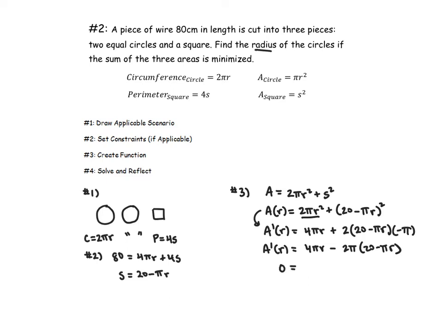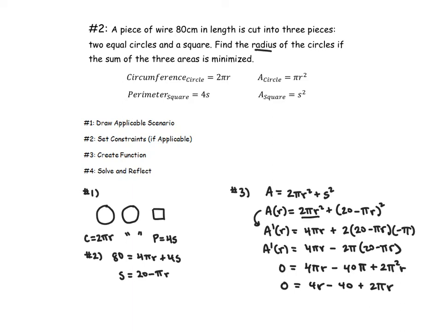Okay, I'm going to set it equal to 0 and expand it at the same time. So it'll be 4 pi r minus 40 pi plus 2 pi squared r. All right, so now I want to solve for r. I'm going to clear out all the pi's, so I can divide by pi everywhere. That gives me 4r minus 40 plus 2 pi r.